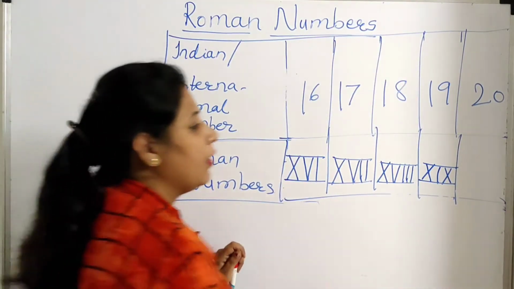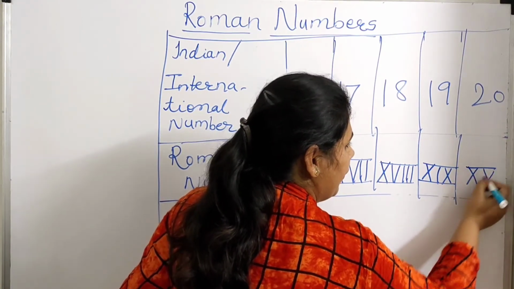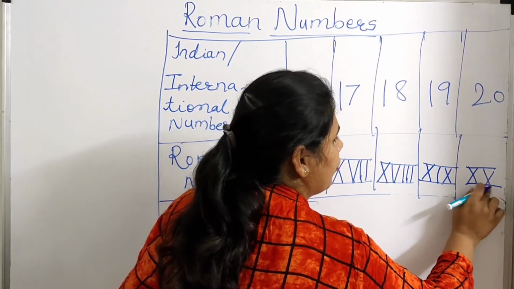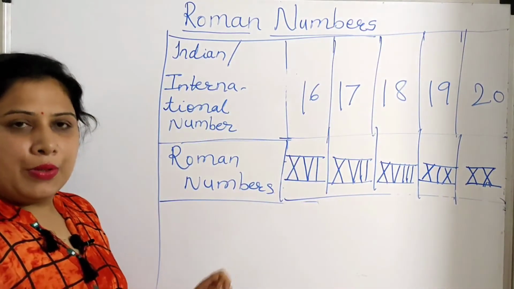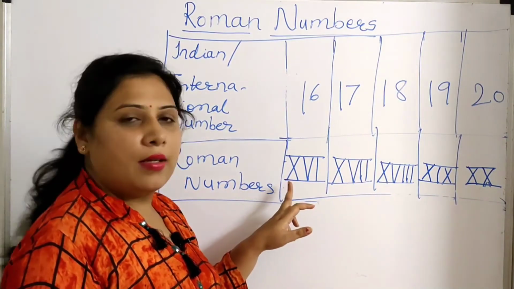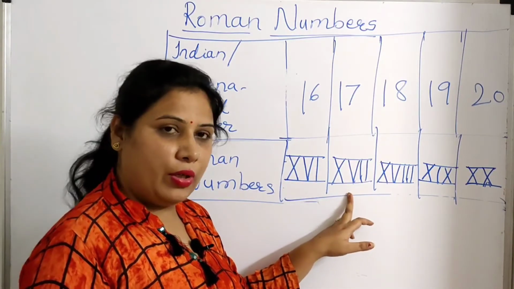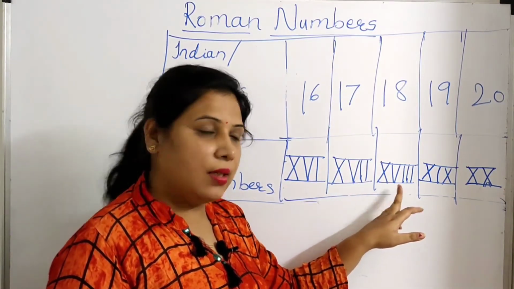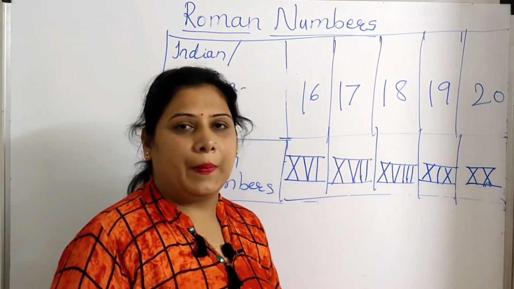And for 20, 10 and we will add one more 10. So we will take 2 times X. So we will get number 20. So just pay attention. For 16 we will write 10 plus 6. This will be 16. This is 17. This is 18. This is number 19. And this is number 20.